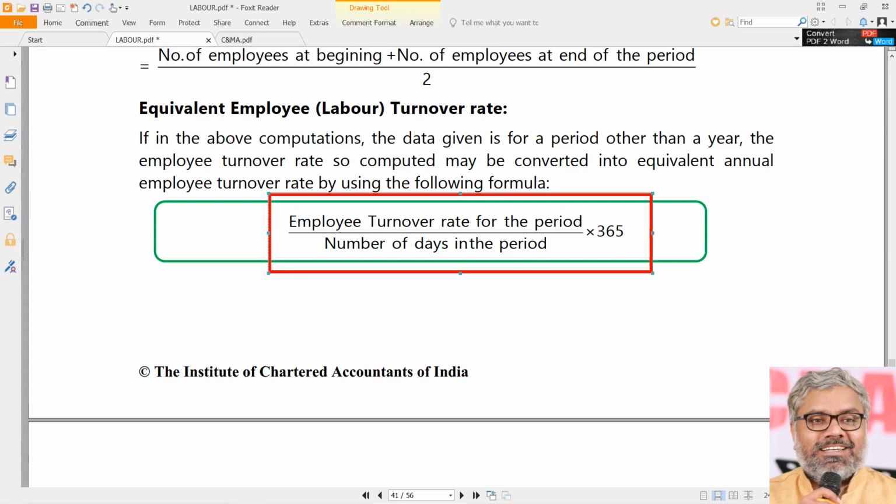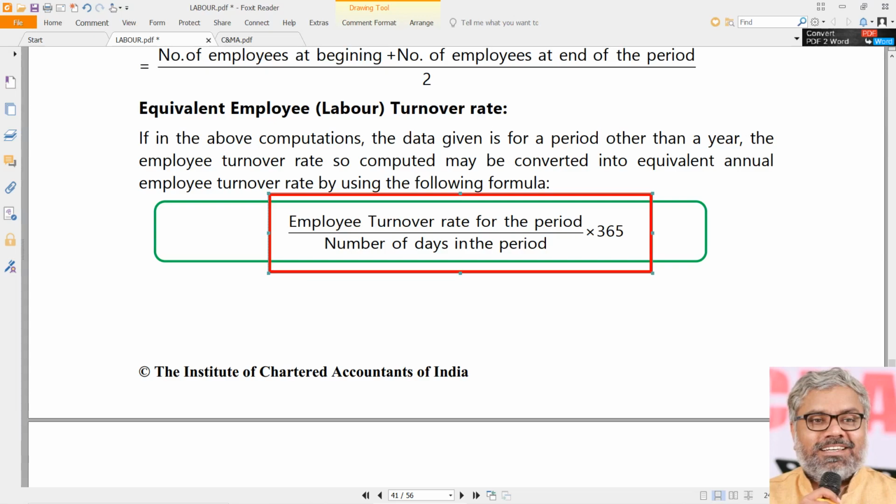So this is called annualizing the labor turnover. Anything can be annualized. If we are taking a month, for example, and labor turnover comes out to be, say, 2%, annualized, how much is it? That will be approximately around 24%. So 2 into 365 divided by 30, let us say. Like that, approximately 24% will be the annualized labor turnover.